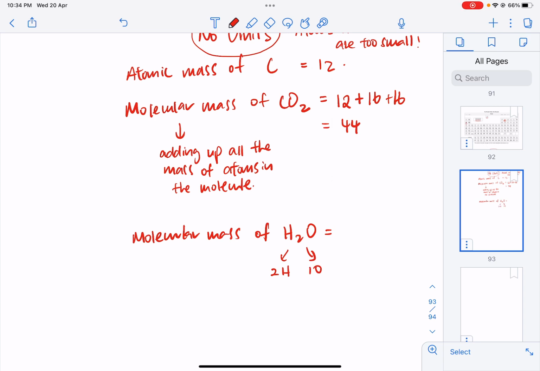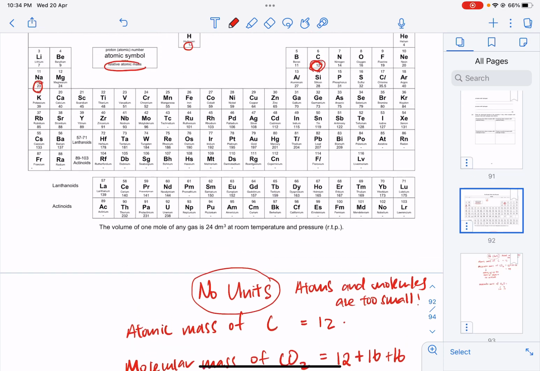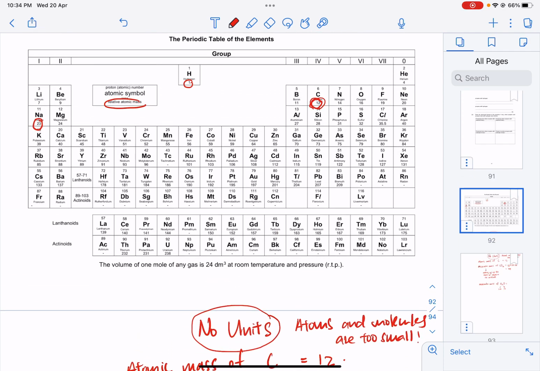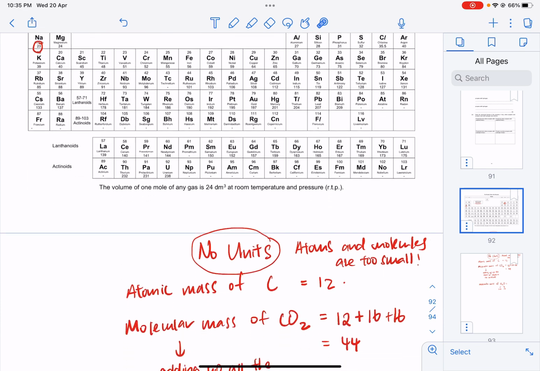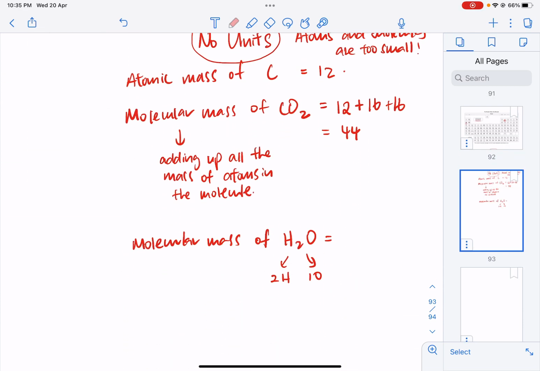So, what is the mass of hydrogen? Let's look at the periodic table. The mass of hydrogen is here, right, is 1. Whereas oxygen is 16. So you need a periodic table to do this. So if I have 2 hydrogen, that will be 1 plus 1. And 1 oxygen plus 16. So what is the molecular mass? It's 18. Remember, there is no units.